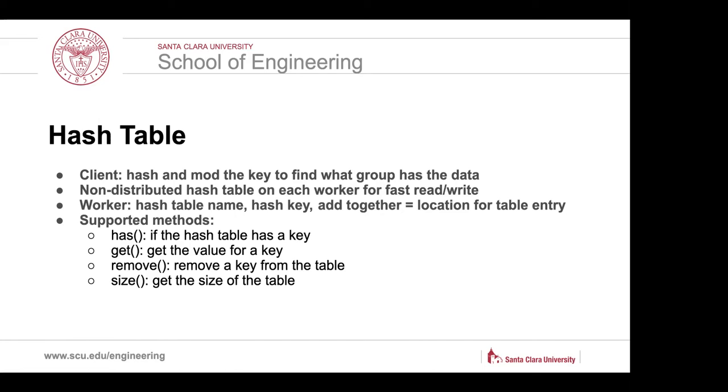And then on the workers themselves, so on the leader, for example, there is a non-distributed hash table, right? So then we get fast read and write access, O(1) lookup, stuff like that. And then as for the worker, it hashes the table name and hashes the key and adds them together to get the location for the table entry in the hash. So that's how it's pretty nice and quick. And then we support 4 methods for hash tables, which is has, get, remove, and size.